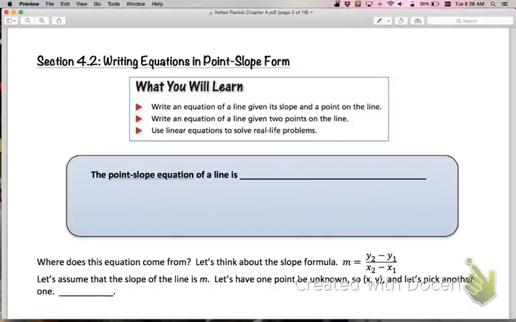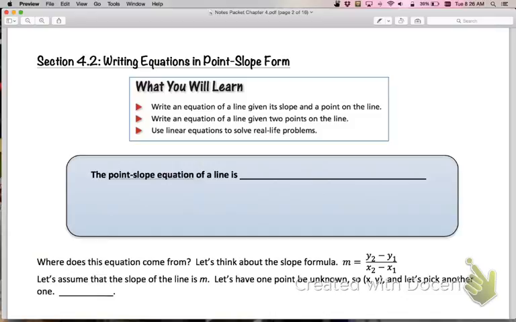Today what we're going to look at is a new type of equation of a line. We've already worked in slope-intercept form. That was y equals mx plus b. But this is point slope form, and this is going to be a little bit different form, but it's a little bit easier to help us figure out the equation when we have some missing information.